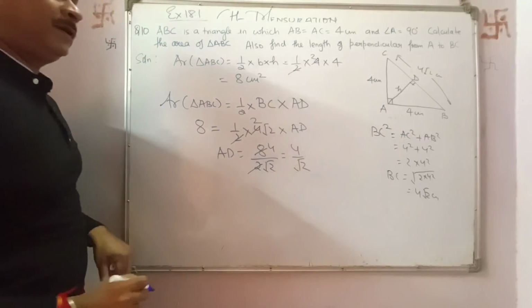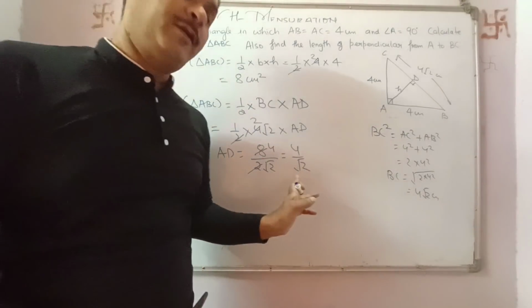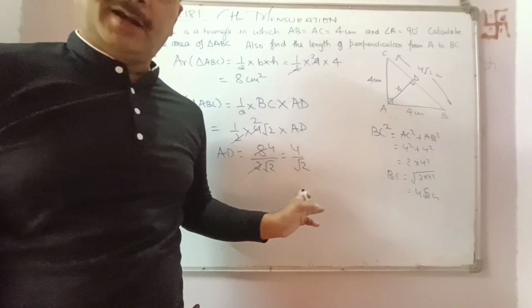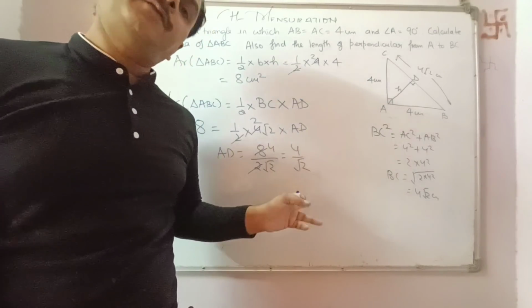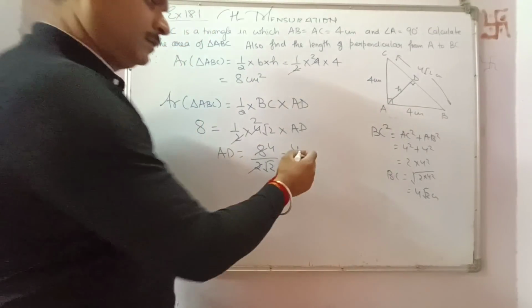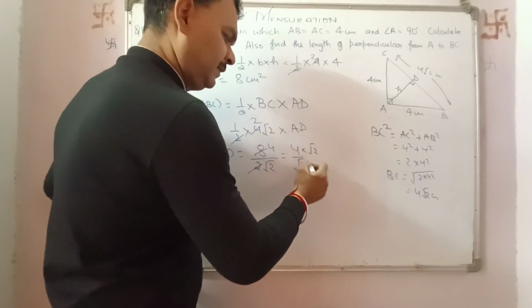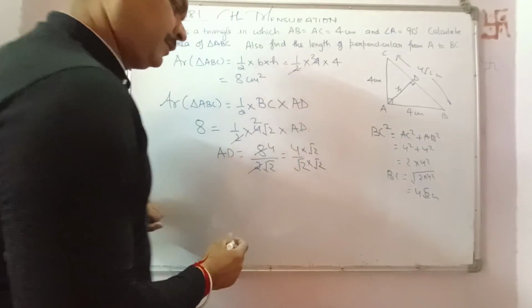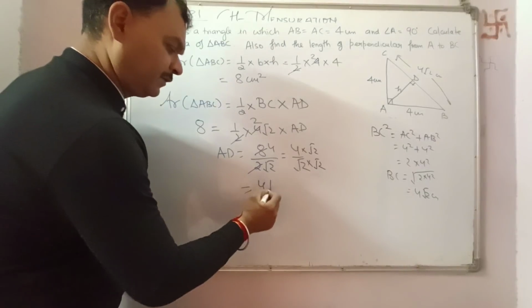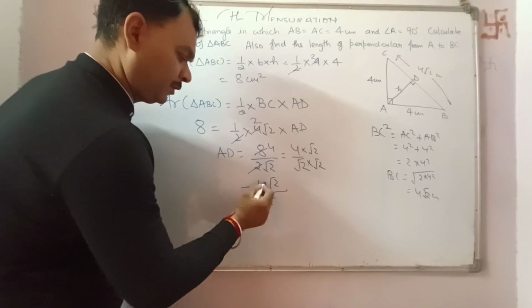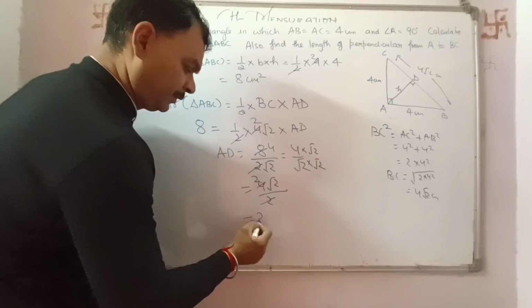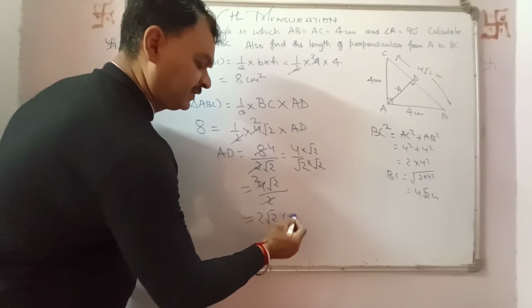Now students, it is very important. We cannot leave an irrational number in the denominator. We have to rationalize it. Rationalizing is very easy. Multiply by root 2 upon root 2. So this will be 4 root 2 upon 2, or it can be 2 root 2. 2 root 2 centimeter.